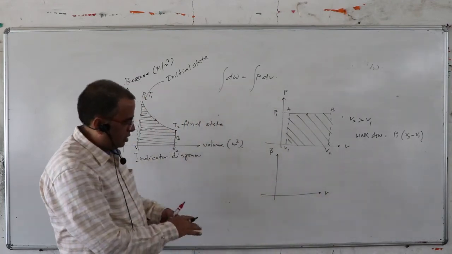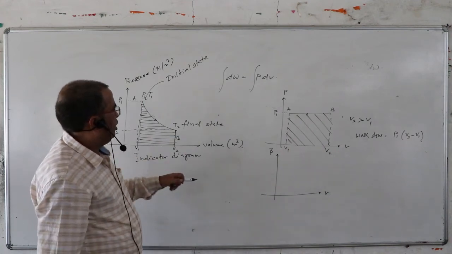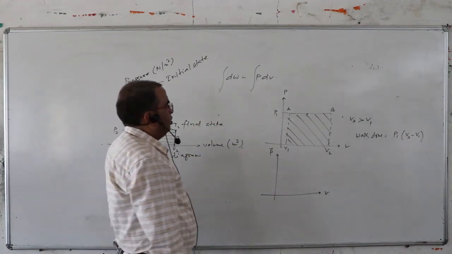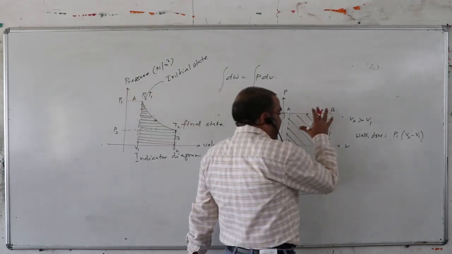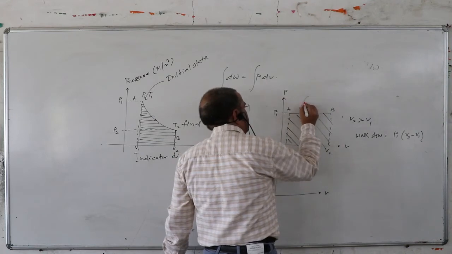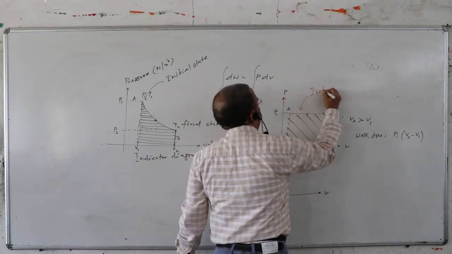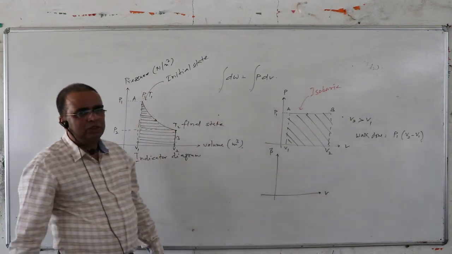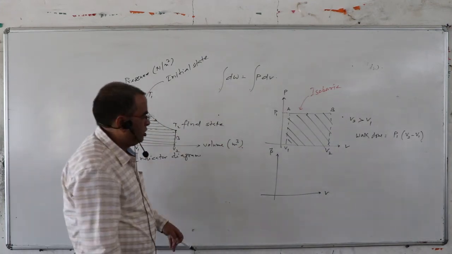The process is the thermodynamic process. Let me remind you, the thermodynamic processes in which pressure is maintained, pressure is kept constant, such processes are called isobaric processes. Such processes are known as isobaric processes.